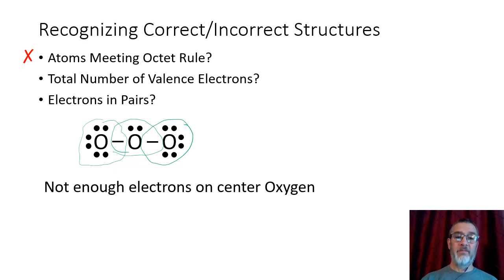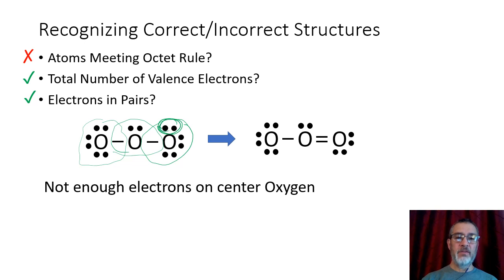What about the total number of valence electrons? Well, each oxygen brings 6 electrons because it's from group 16 on the periodic table, so that's 18 electrons. If I counted these electrons, it'd be 2, 4, 6, 8, 10, 12, 14, 16, 18. Yes, indeed, the total number of valence electrons is correct. And if you look, all the electrons do show up in pairs. But since the atoms are not meeting the octet rule, this is an incorrect structure. For the correct structure, one of these pairs on one of the oxygens would have to move in to form a double bond, and then I would get the correct structure for O3.